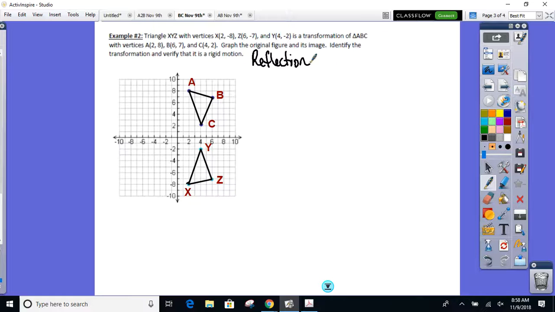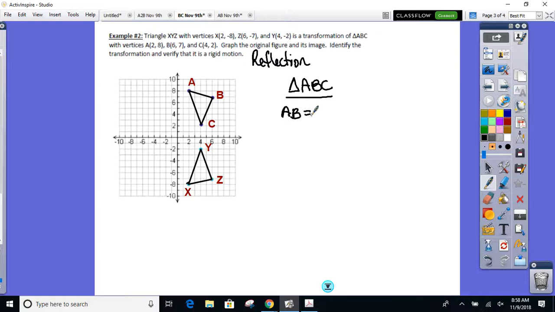And how do I show the corresponding sides are congruent? Distance formula, all right? I'll make this one easy on you here. Every group will take a side. So let's start with triangle ABC. Can you guys here find me the side length of AB?